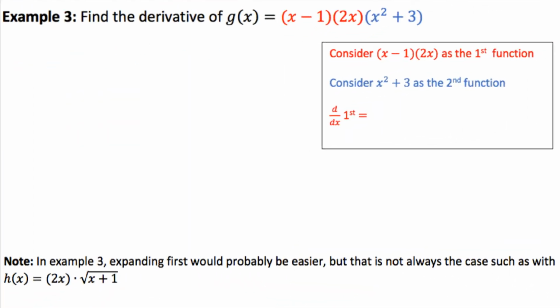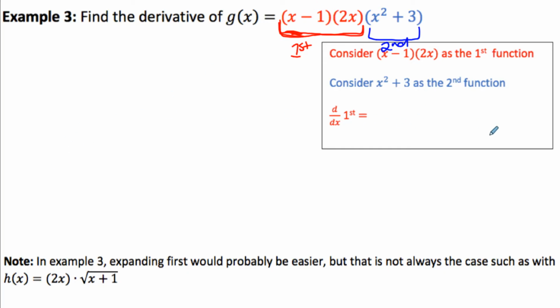Since it's 3 things being multiplied, we're going to think of these 2 things being multiplied as the first part of the product, the first function in the product, and this as the second function in the product. Then we follow the product rule: the derivative of the first times the second, plus the derivative of the second times the first. But the derivative of the first is itself a product that we would have to use product rule for.